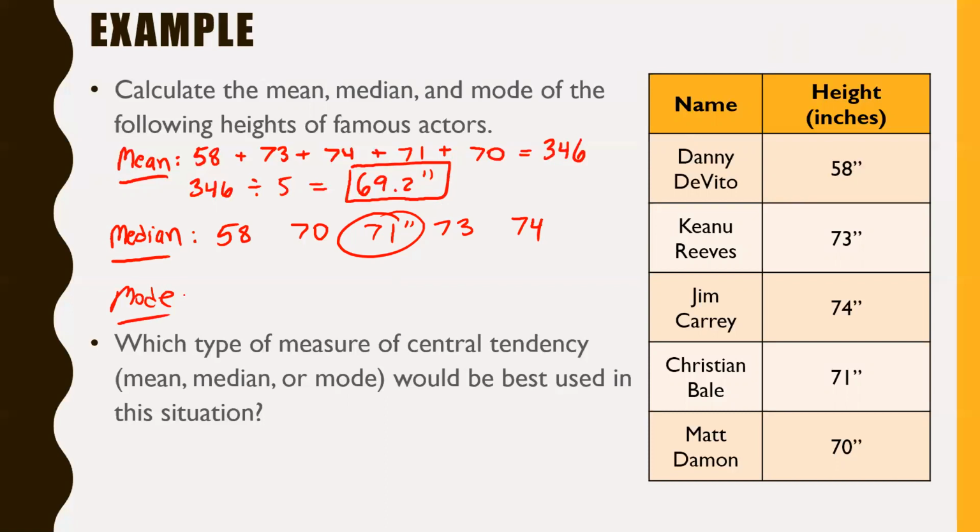Last but not least here, we've got to find the mode. Remember, the mode is the number that appears the most often in a data set. Kind of silly in this question because all of these numbers are unique. There's no number that appears more than once. You have some options here.